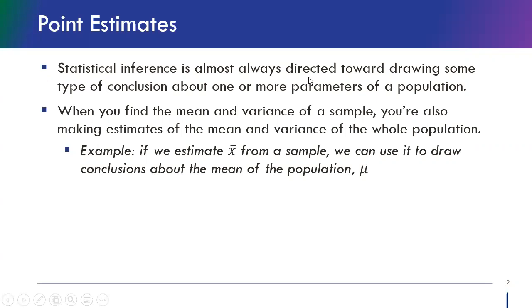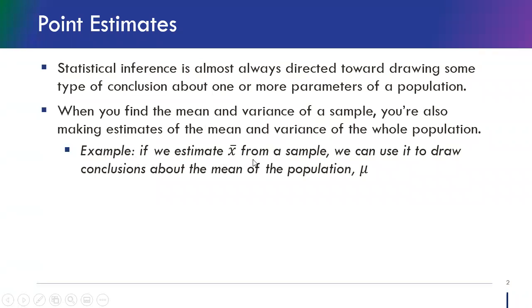We're always trying to get a conclusion about parameters for a population. And we know it's hard to get it, so we get a sample and do our estimate using our sample. Previously, when we tried to get the mean and the variance of a sample, you're actually making estimates of the mean and variance for the whole population. So this is just one type of estimation.